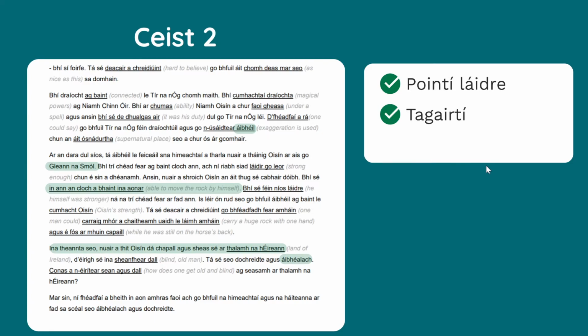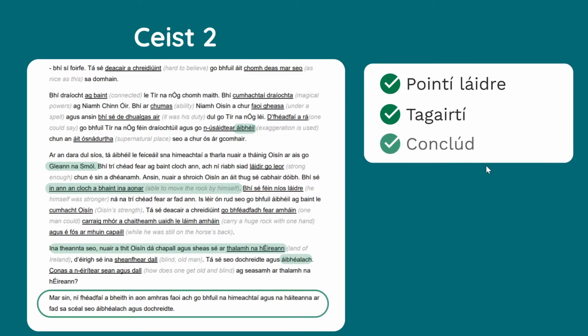Tágairtí don takes, there are loads of reference again to the events of the story, which really adds to the credibility of this answer. And then the conclusion is really strong. It summarizes all the points this student has made, wraps up their answer nicely in a little bow.